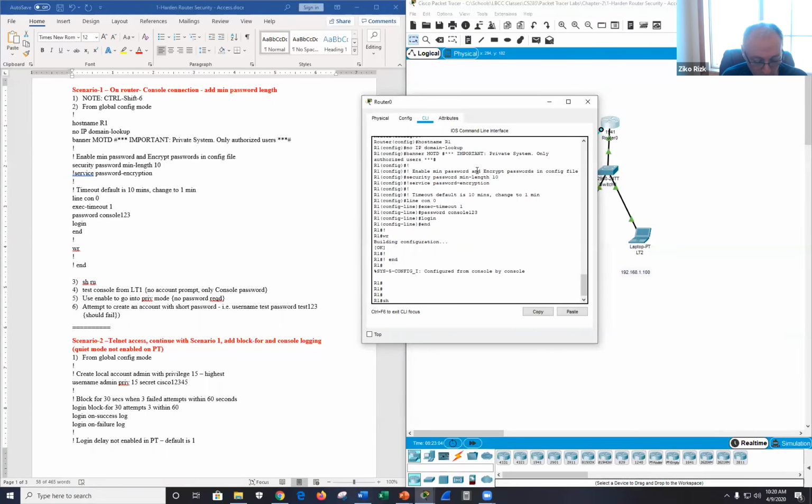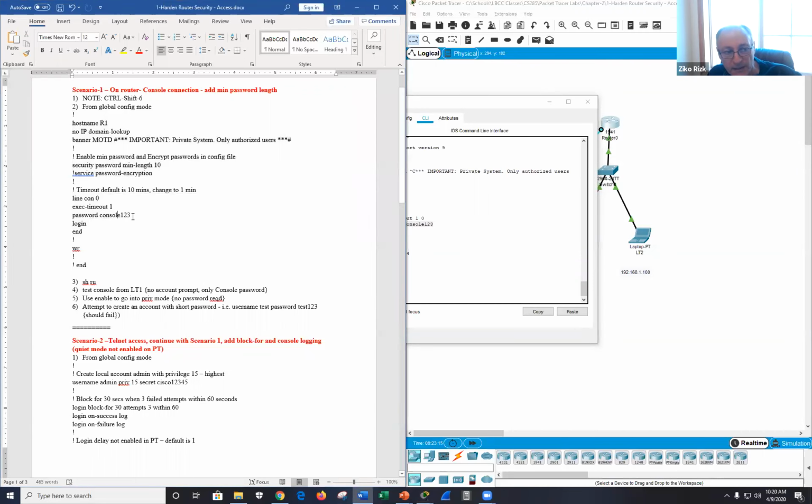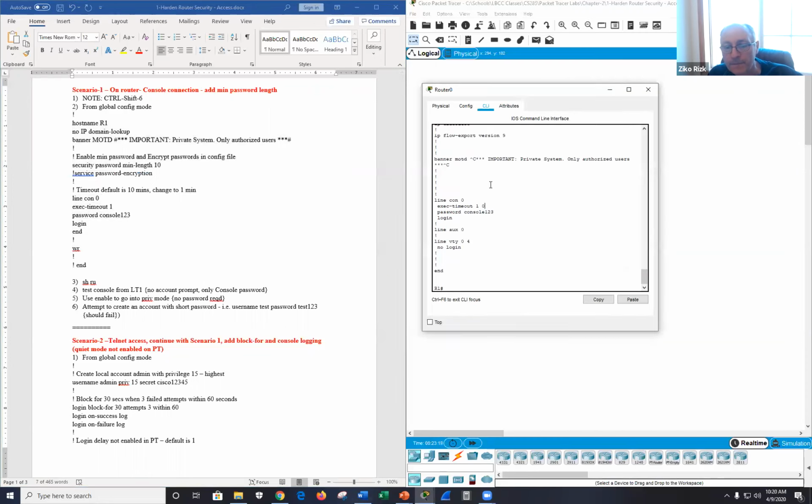And now if I was to do show run, you can see the configurations I've made. And I want to show you the password. So this is this configuration down here, and you can see it in this configuration file. Okay. And if someone was sitting next to me, or walking behind me, they can look at what I'm doing and they can see, oh, the password is console123, which is a horrible password, but whatever the password is, they would be able to see it.